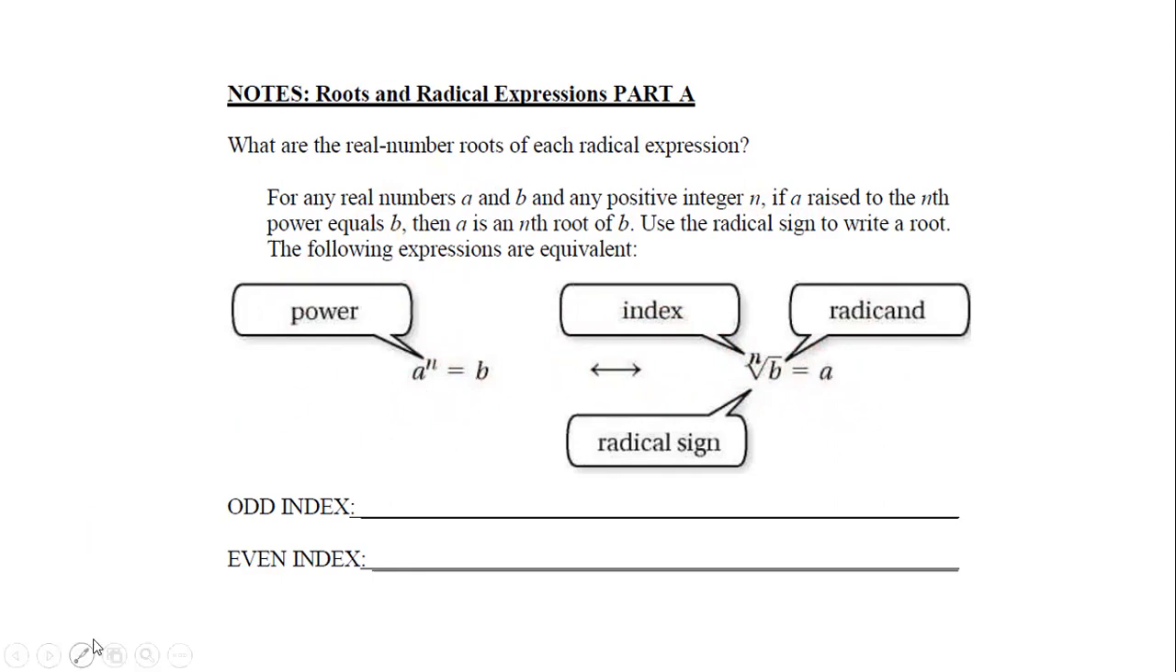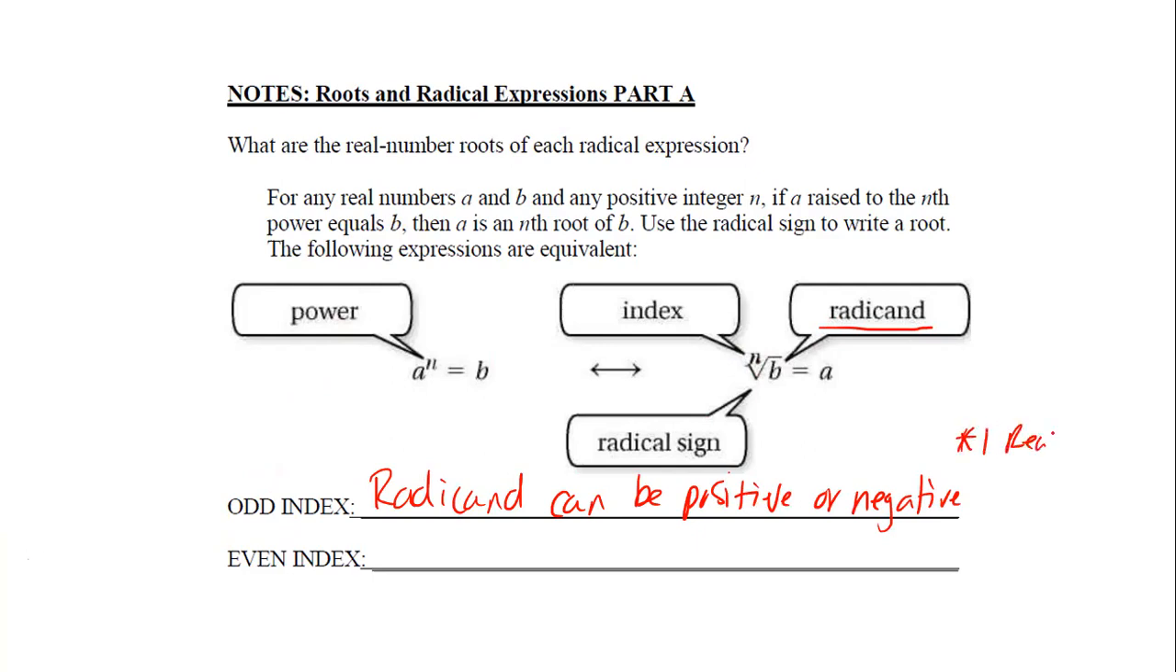So with that being said, there's a difference between an odd index and an even index. When you have an odd index, your radicand can be positive or negative. Your radicand can be positive or negative. And you're only going to have one real solution. Okay?